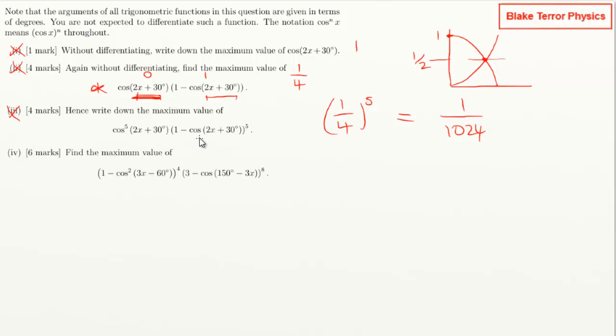Okay, another ridiculous one. That's 9 marks for having done nothing. I assume they're saving things up for part 4. So 6 marks, this is the biggie. Find the maximum value of that. Right, okay, at least they've changed some things around. We've got different angles going in here: a 3x minus 60, and 150 minus 3x. We've got a power of 4 and a power of 8. Okay, so they're giving us a bit more meat.